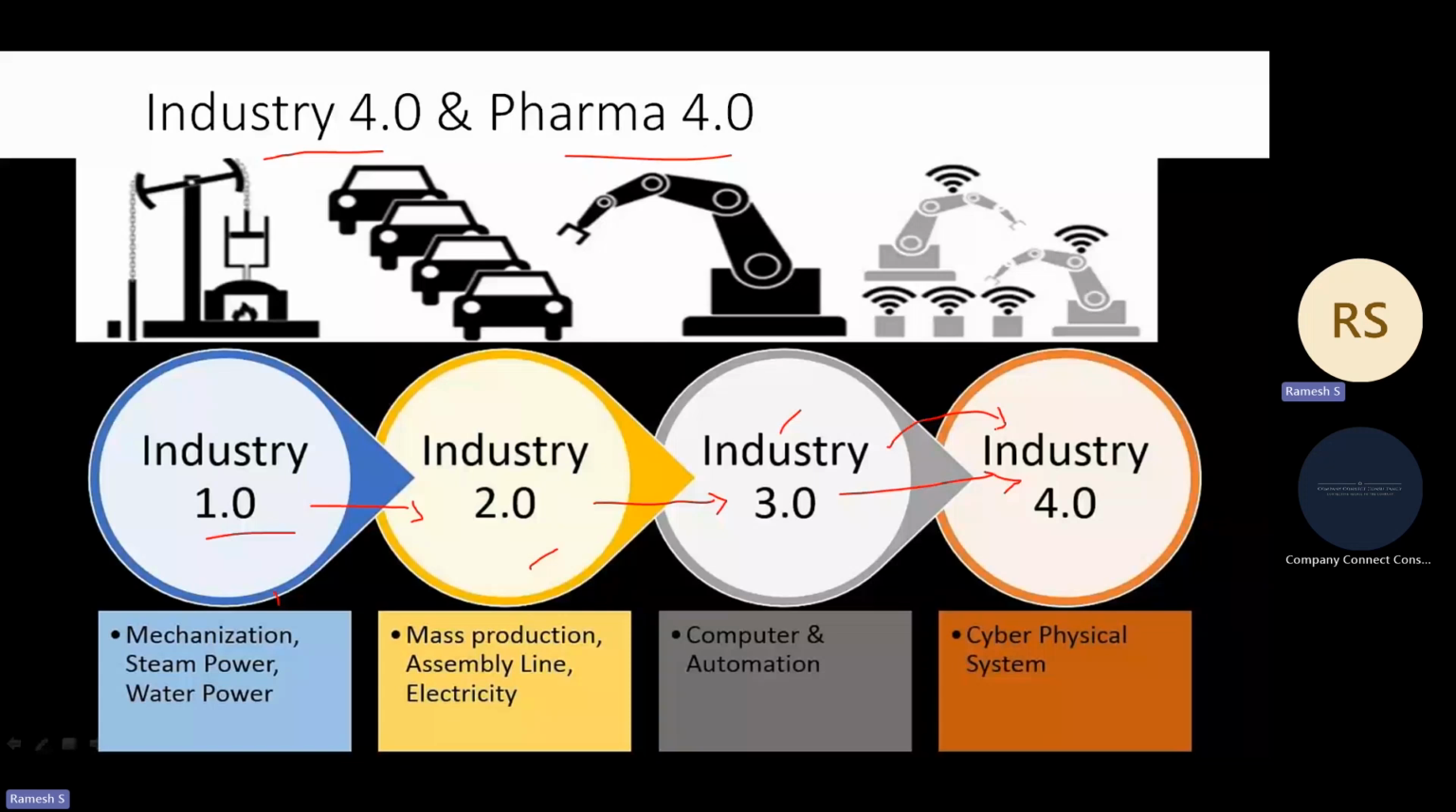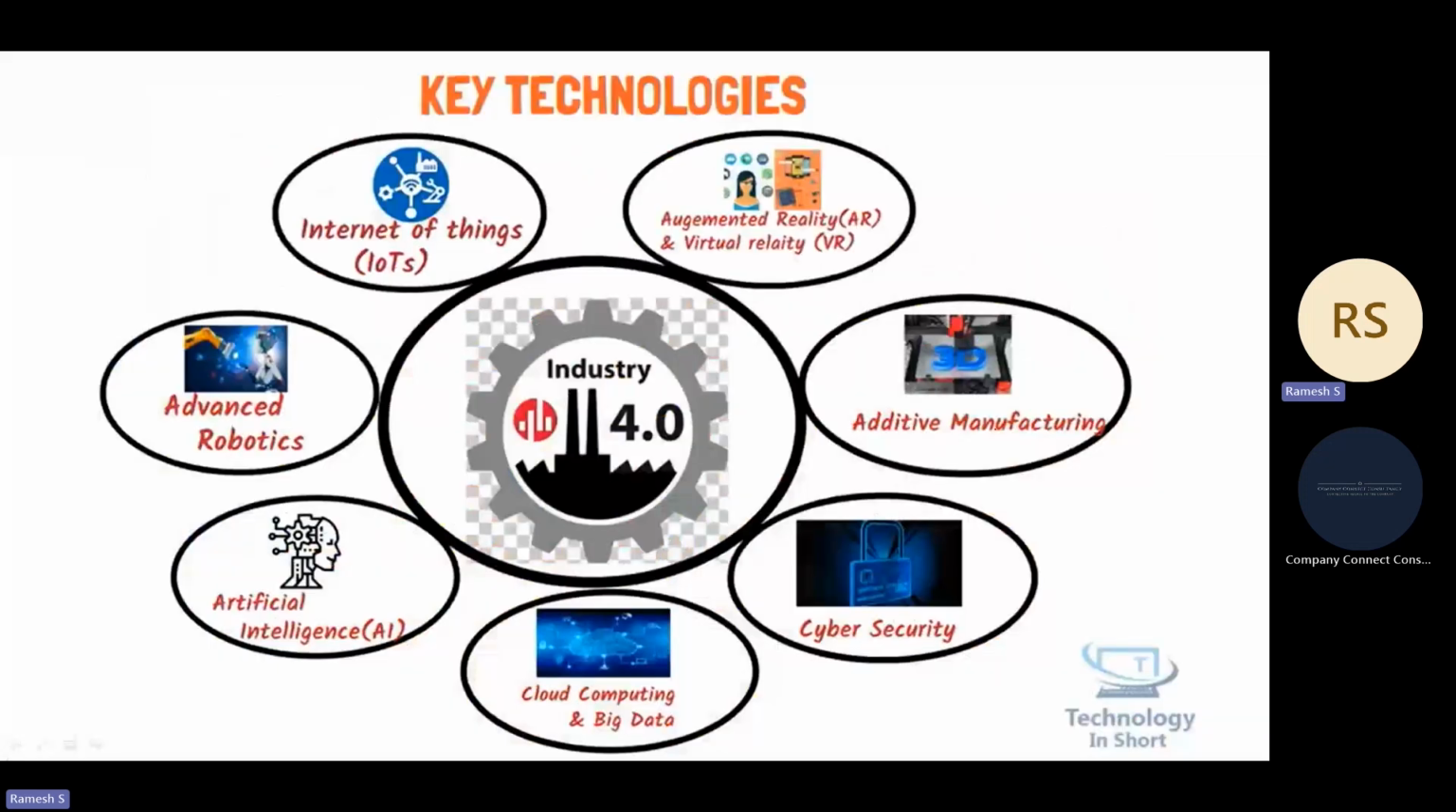And this Industry 4.0 revolution consists of various key technologies like augmented reality and virtual reality, additive manufacturing, cyber security, cloud computing, AI. There is a lot of buzz around AI nowadays. Then advanced robotics and Internet of Things. So these are all the key technologies which will enable the Industry 4.0 revolution.